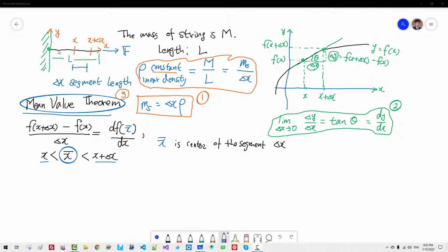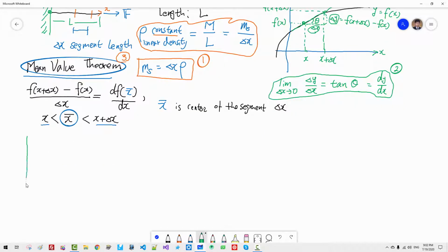Now we will stretch this string upward like this. This is our wall. This is the horizontal axis. I will denote it phi x. The vertical axis phi y. This is L. This is 0. Our string is stretched like this. It is exaggerated. X is here. X plus delta x is here.